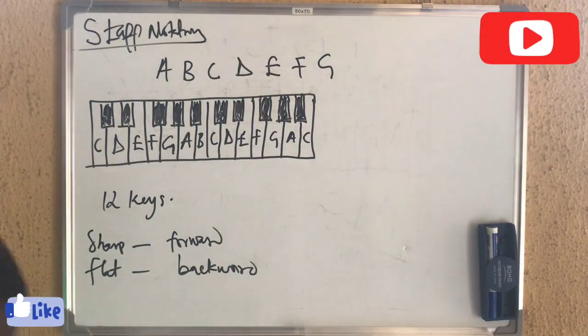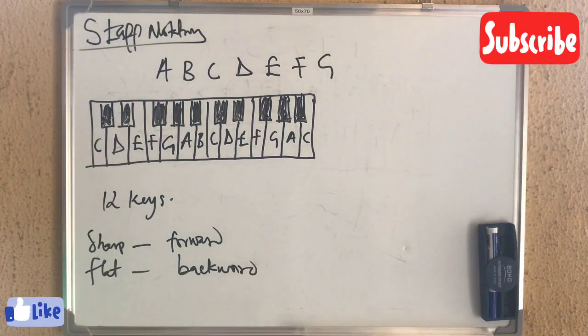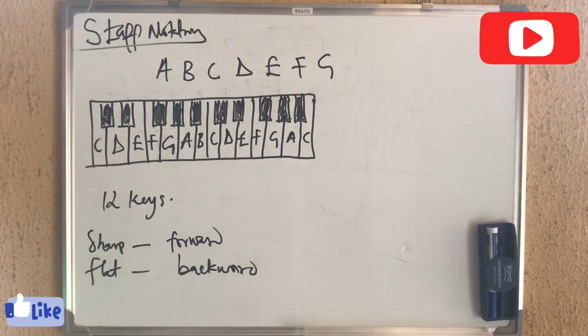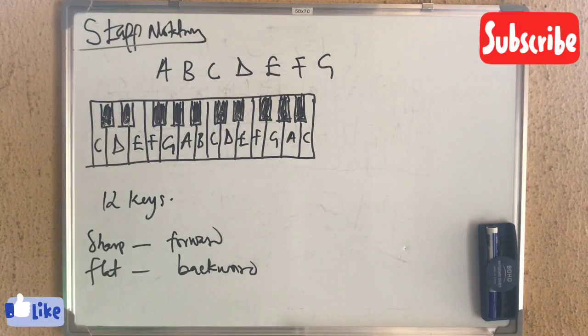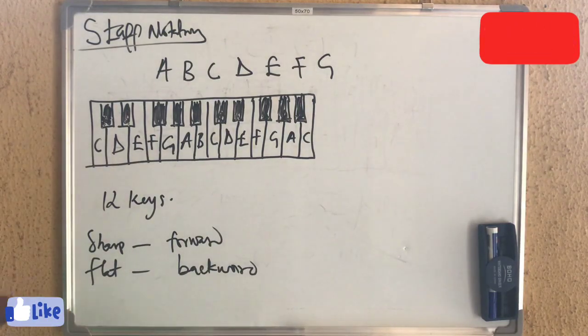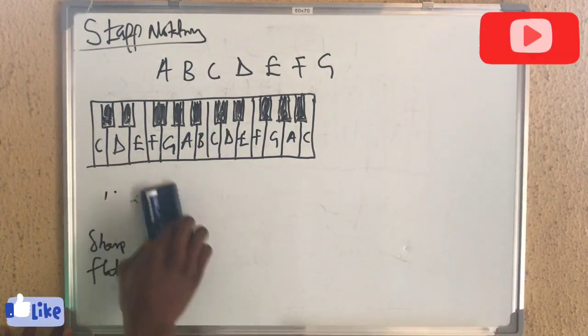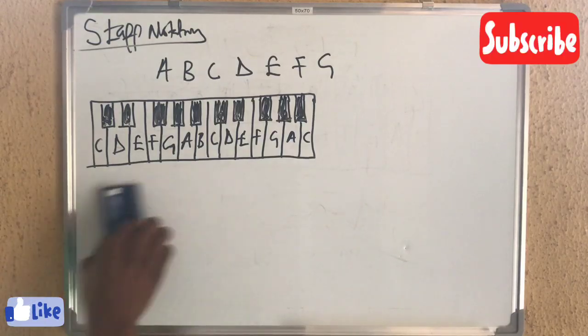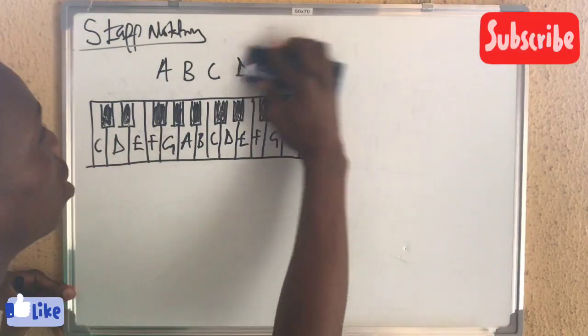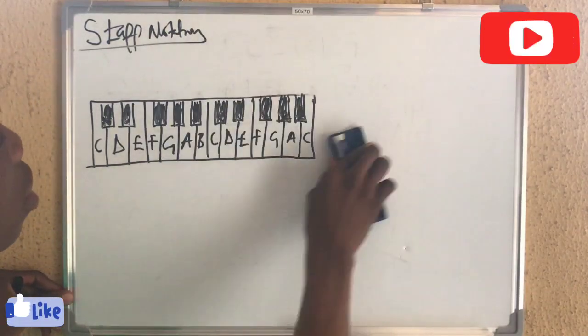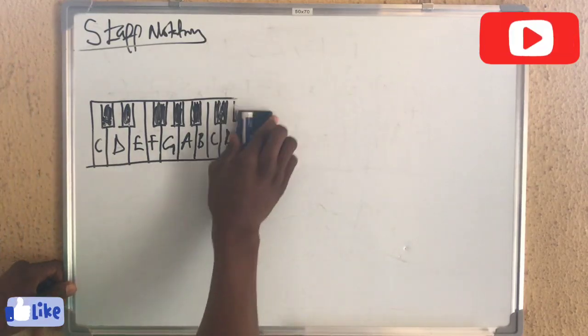Okay, so having known the alphabets on the keyboard, where they are placed, and how the namings work, let's do something more advanced here. Okay, we're still on the grand staff.